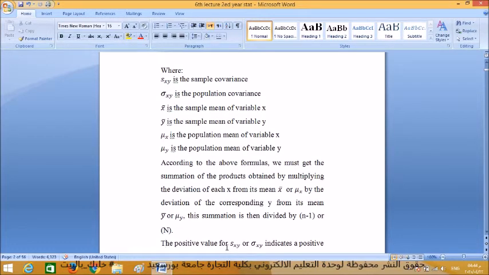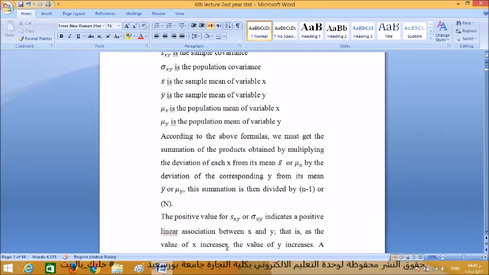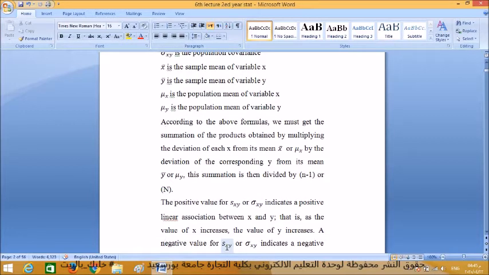Okay, a positive value for SXY or sigma XY indicates a positive linear association between X and Y. So there are no limitations for the covariance. This covariance can take any value between 0 and infinity. As the value of X increases, the value of Y increases. That's when the covariance is positive.